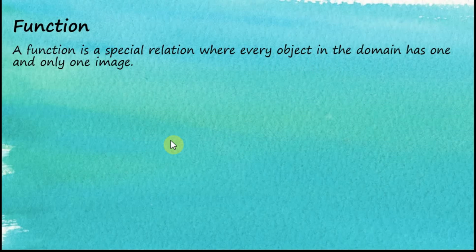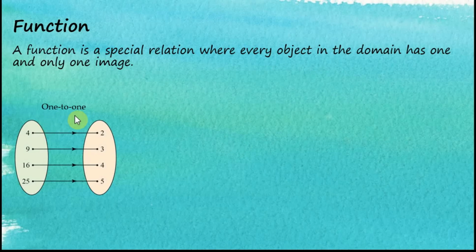So a function is a relation, but it's a special type of relation with this requirement: every object in the domain has only one image. Let's see this example. This is a one-to-one relation, and every object has one image. So this fulfills the requirements of a function, and therefore this is a function. A one-to-one relation is a function.